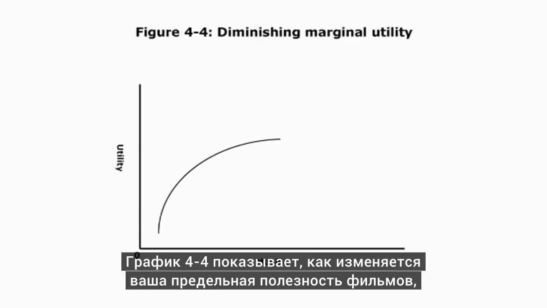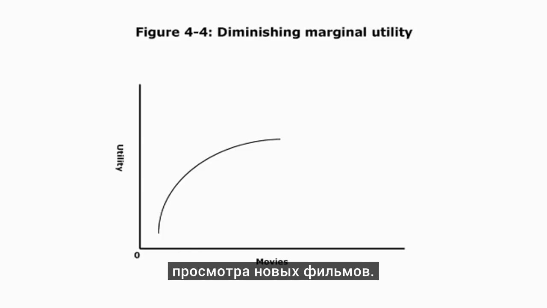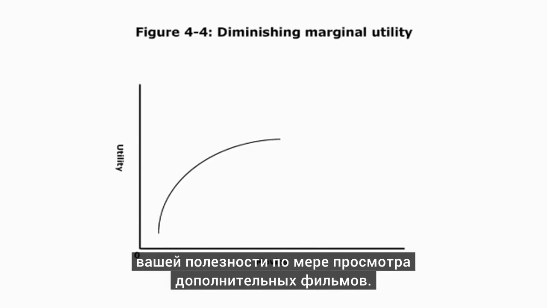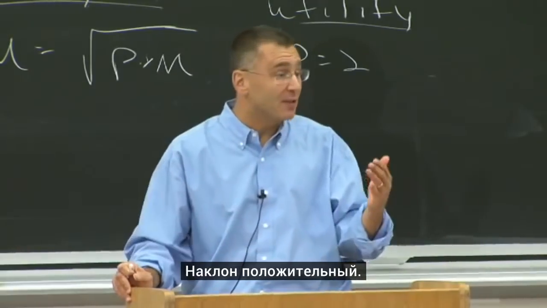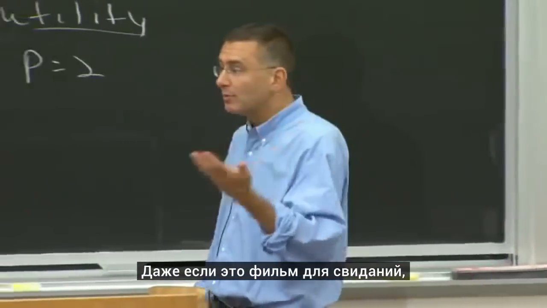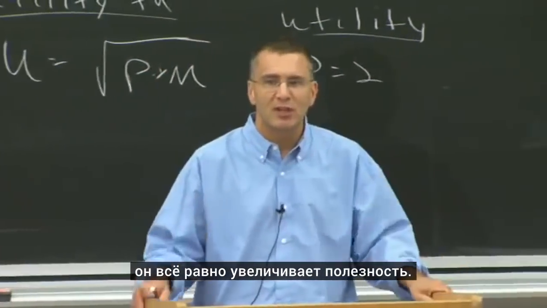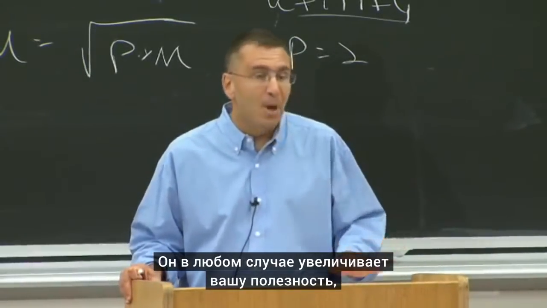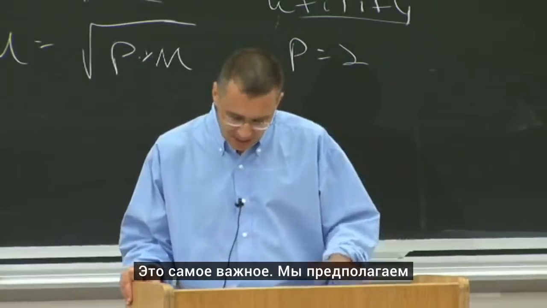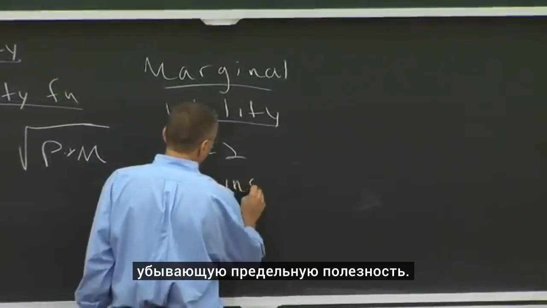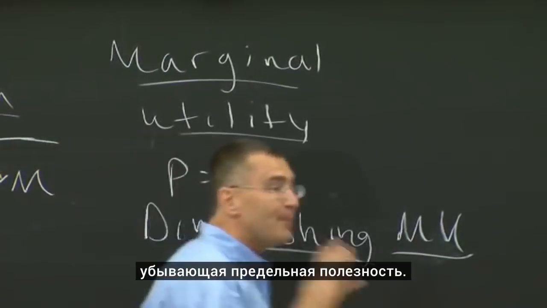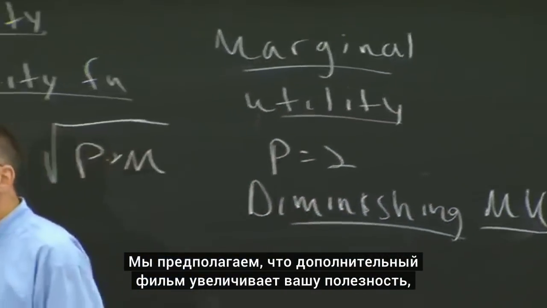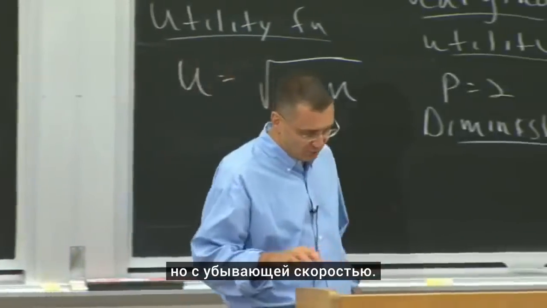What figure 4.4 is showing is how your marginal utility for movies evolves, how your utility evolves as you get more movies. Given that you have 2 pizzas, this is the evolution of your utility as you get more movies. So each additional movie increases your utility. The slope is positive, by more is better, we know that. Even if it's some date movie, it still improves your utility, but at a diminishing rate, and that's the key. The key assumption that underlies everything we'll do for consumers is diminishing marginal utility. We assume that each additional movie increases your utility, but at an ever-diminishing rate.